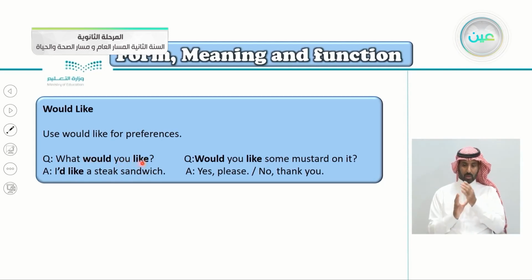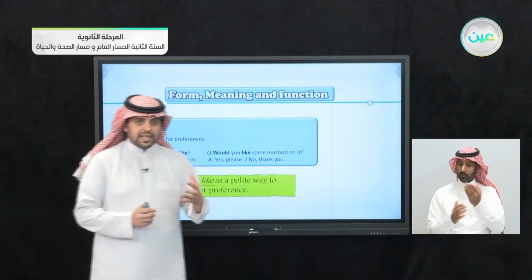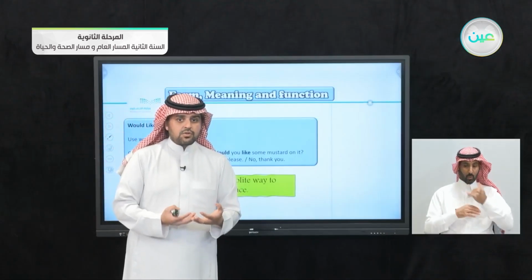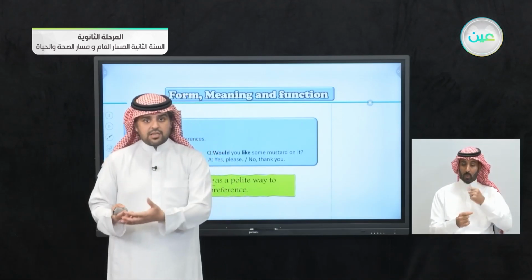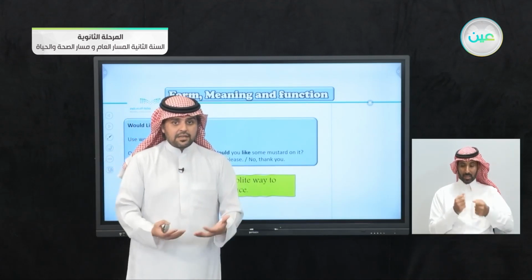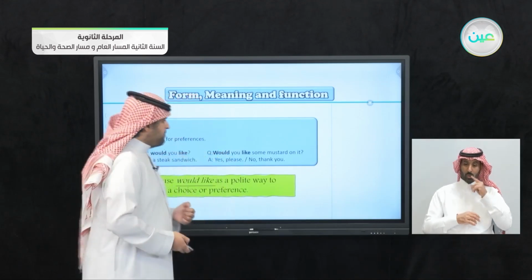What would you like? I'd like. Of course, this is short for would, the apostrophe D. I'd like a steak sandwich. Would you like some mustard on it? Yes, please. Or you can say, no, thank you. We use would like as a polite way to state a choice or preference. So would like is a polite way to tell someone what you choose. I would like some ketchup. I would like some chocolate. I would like some milk, and so on. So would like is a polite way to show your preference.